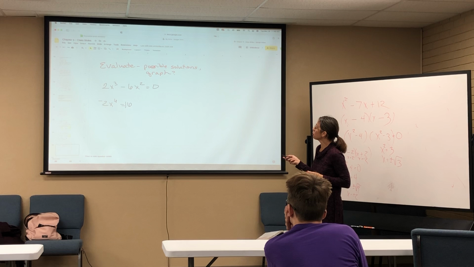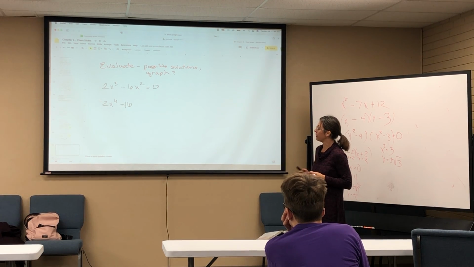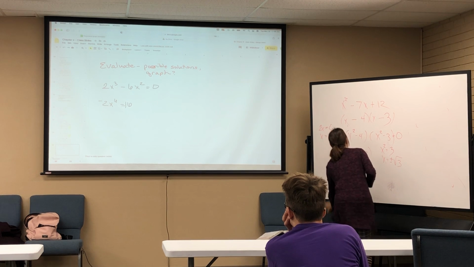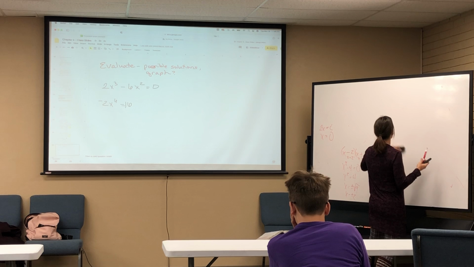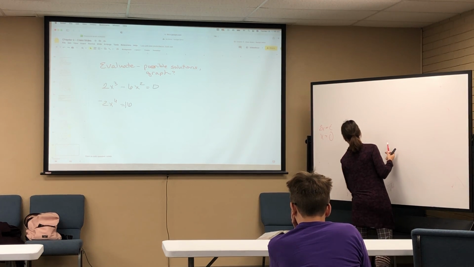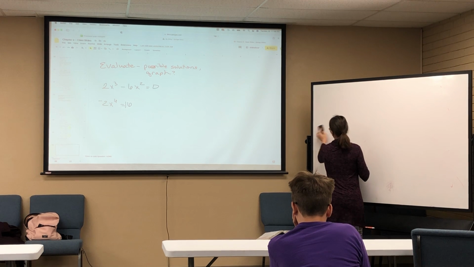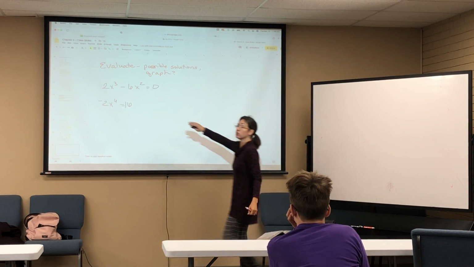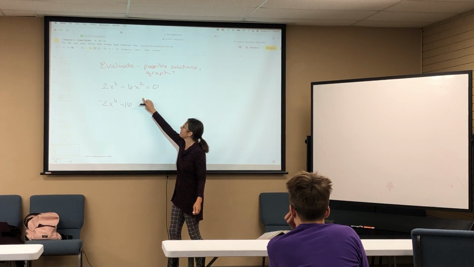How many possible solutions would this first one have? 3. It could have 3 possible solutions. How would we factor this one? What's the first step? Can I get rid of a coefficient? And is there a constant? Is there a constant here? No. No, there's no constant. So I need a constant, so what do I need to get rid of?